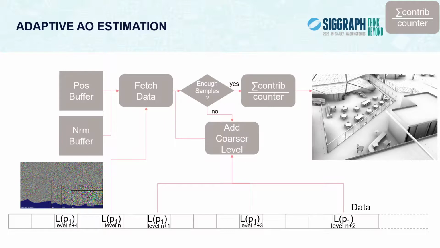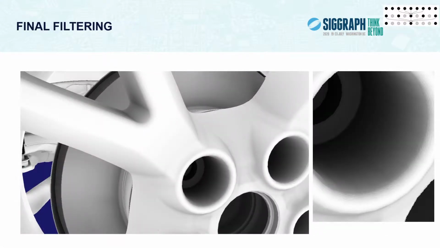So instead, we also leverage these multiple levels of detail and we use it to fetch some additional virtual samples, if you wish. That is, when we fetch our data, if we don't have enough samples, then we fetch information from coarser levels of detail, add their contribution until we have enough samples, and then we can again perform our division.